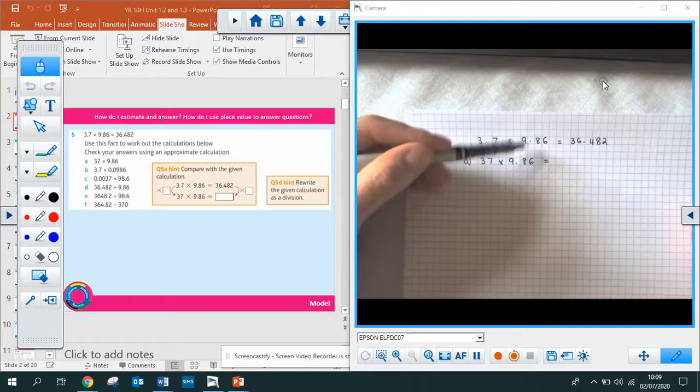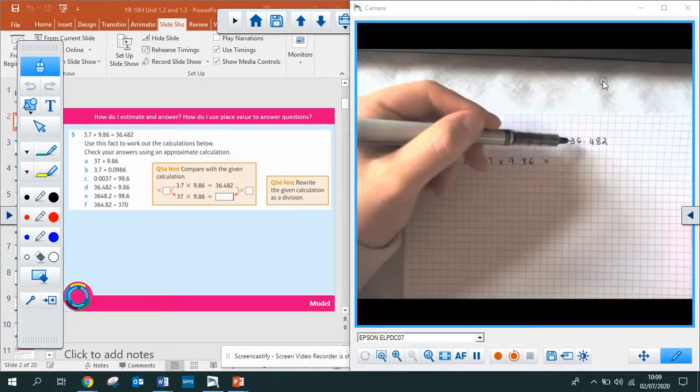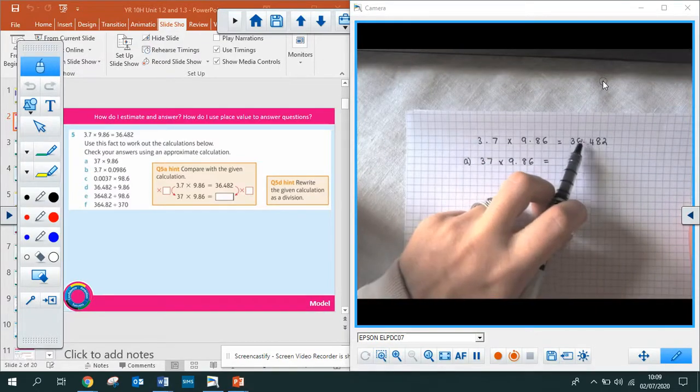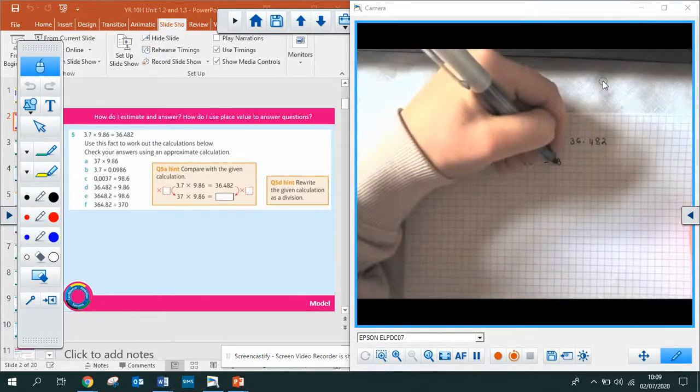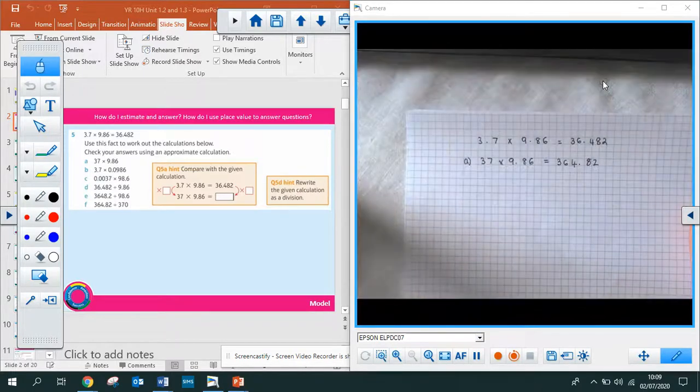9.86 has stayed the same, but 3.7 has become 37. So 3.7 has become 10 times bigger. Therefore, my answer is going to become 10 times bigger. So I'd multiply my 36.482 by 10, and that would give me 364.82. Okay, and then it says, check your answer using an approximation calculation, okay?